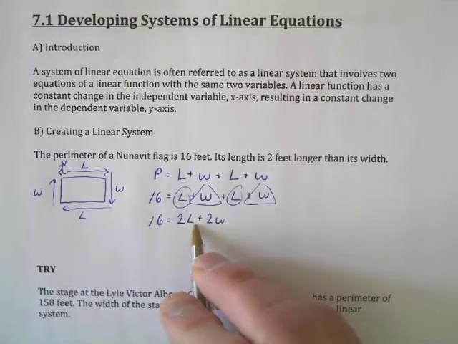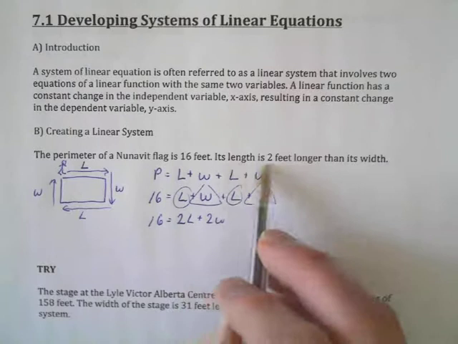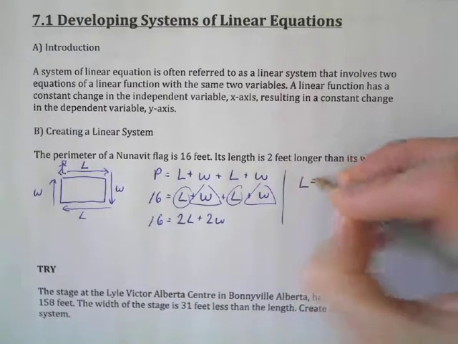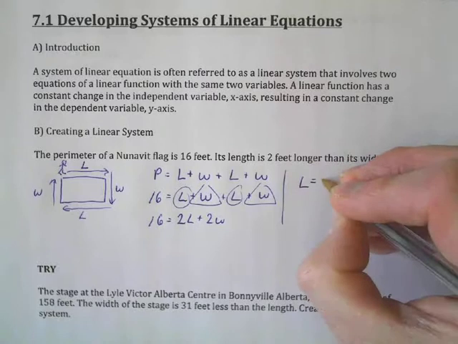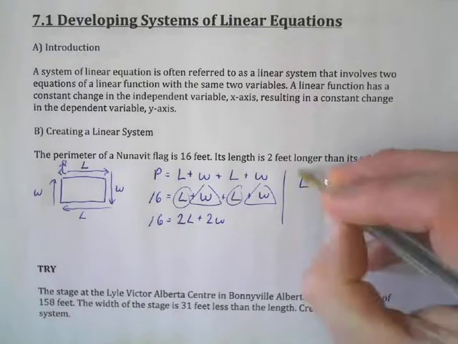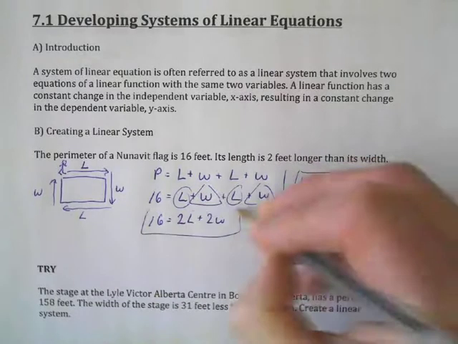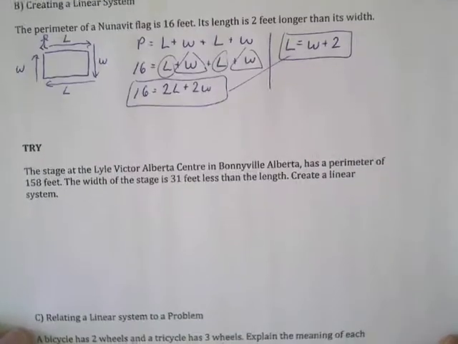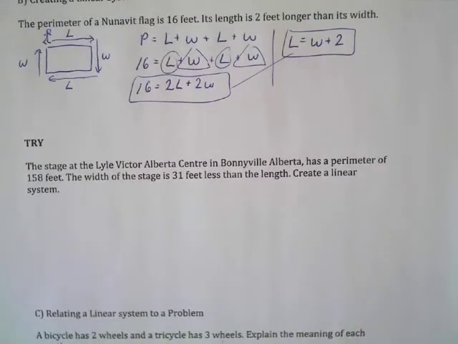There's one equation. Then it says its length is 2 feet longer than its width. So length is 2 feet longer than width, so L is equal to W plus 2. So there are my two equations, creating a linear system. So once you stop, you can understand how it works, and then I want you to try the next question on your own. That's fairly close to being the same.